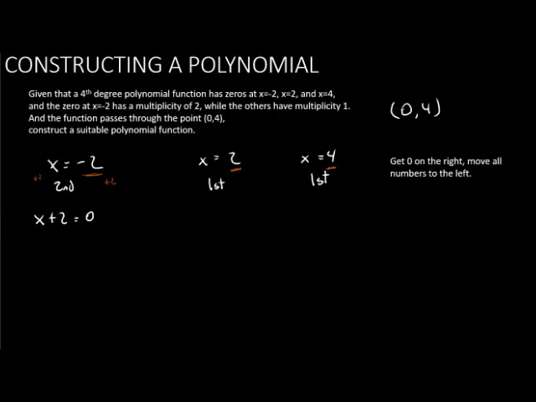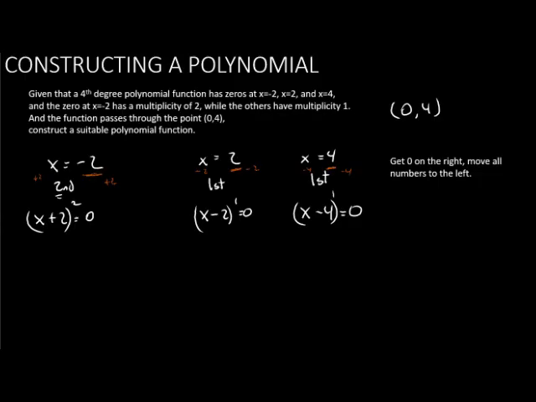We also know that because of the multiplicity of 2, we'll write that as second power when we construct our polynomial. If we do the same to x equals 2, we will subtract 2 from both sides, giving us x minus 2 equals 0. This will be first power, and we'll put a 1 above, just for clarity. We do the same thing with the 4 and subtract 4 from both sides. If we do that, we'll end up with x minus 4 is equal to 0. This will also be first power.